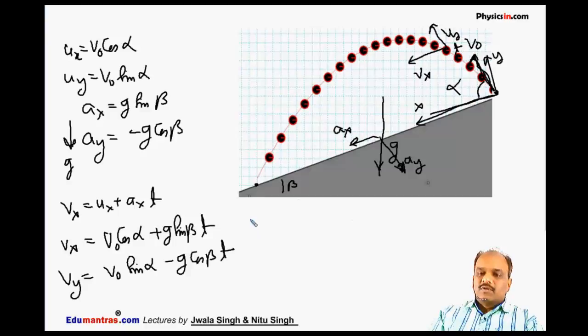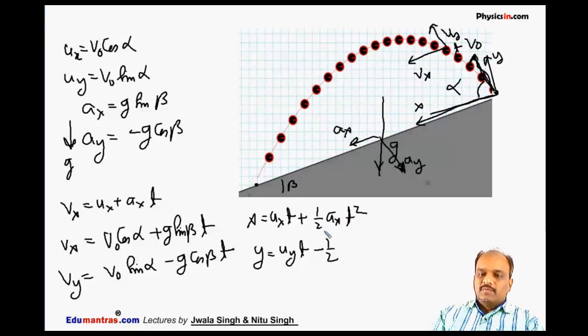In the same way, the x coordinate is ux into t plus half ax into t square. The y coordinate is uy into t minus 1 by 2 g cos beta into t square, since ay is minus g cos beta. If I substitute the values of ux, uy, ax and ay, I will get the x and y coordinates. When the particle strikes the inclined plane, I will substitute y as 0, and it will give me the time of flight. If I put the time of flight in the x expression, it will give me the total range on the inclined plane.